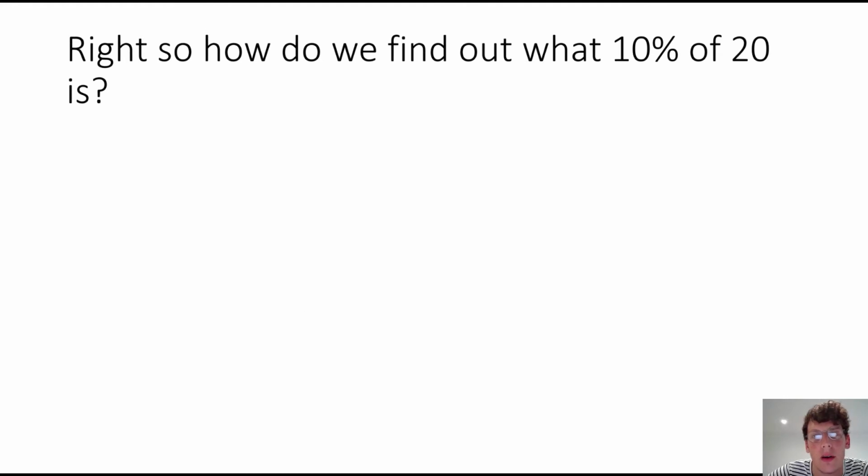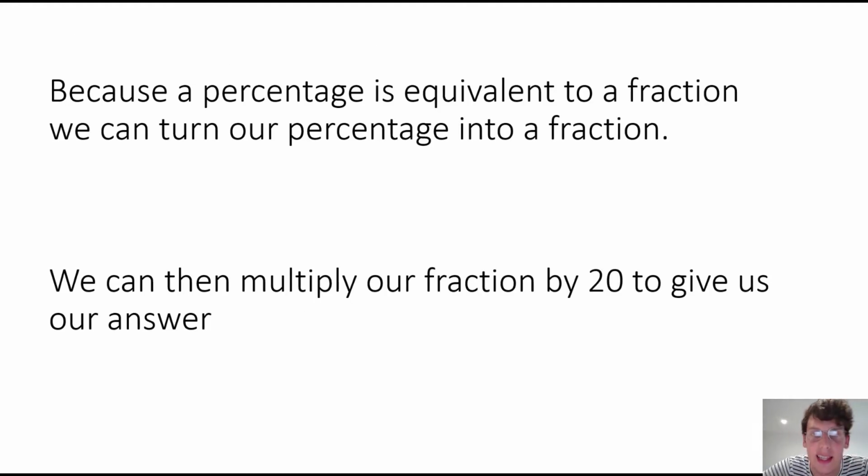So how do we find out what 10% of 20 is? Because a percentage is equivalent to a fraction, we can turn our percentage into a fraction. We can then multiply our fraction by 20 to give us our answer. We can't just do 20 times 10, but we can turn our percentage into a fraction and then multiply that fraction by 20. And remember, we know how to multiply fractions by whole numbers. That is how we can find out what 10% of 20 is.